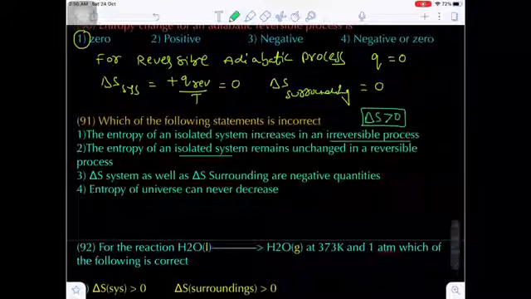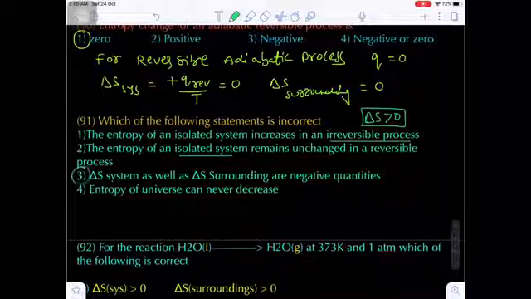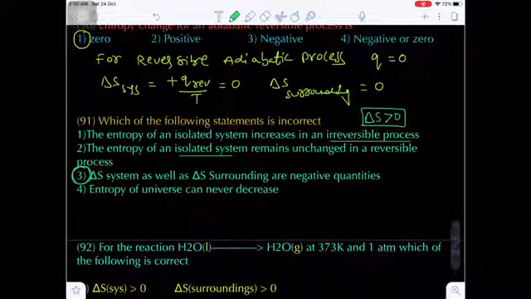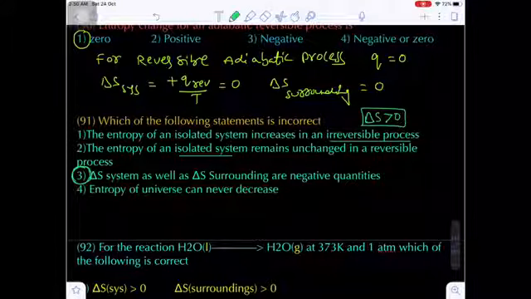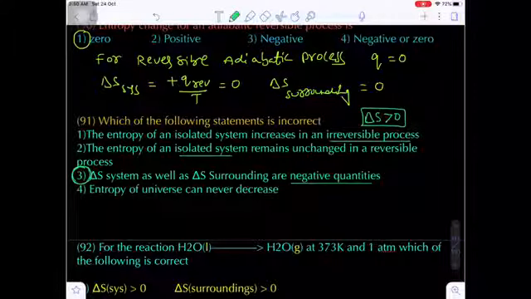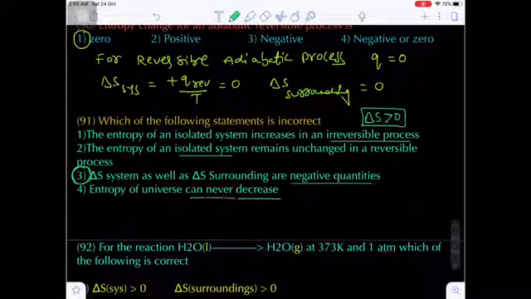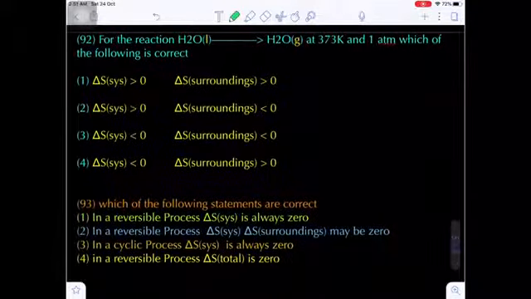Come to the third statement: delta S system as well as delta S surrounding are negative quantities. This is not a true statement, because if delta S system is negative, then delta S surrounding should be positive, or vice versa. If the system loses energy, the surrounding has to gain; if the surrounding loses heat energy, then the system has to gain. So both should have opposite signs, not the same negative sign. And entropy of the universe can never decrease. Yes, entropy of the universe always tries to increase, so statement 4 is also correct. So the incorrect statement is the third option.